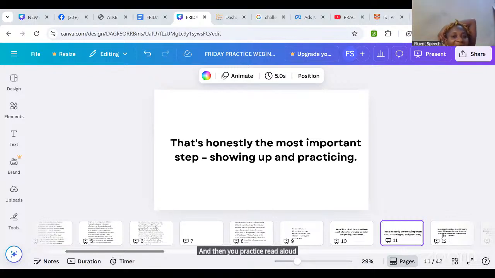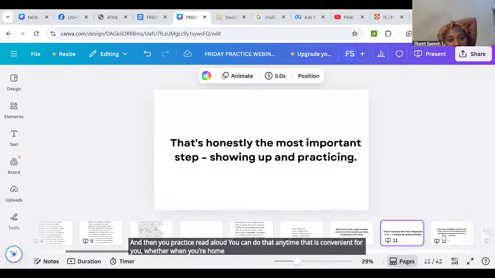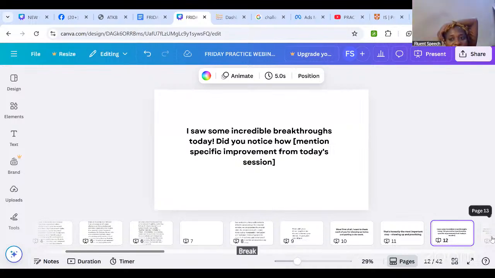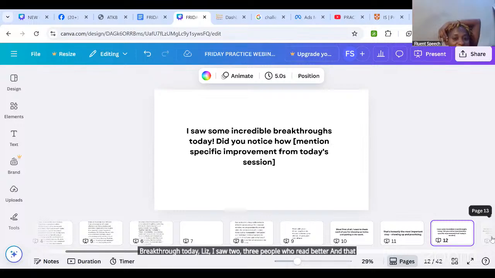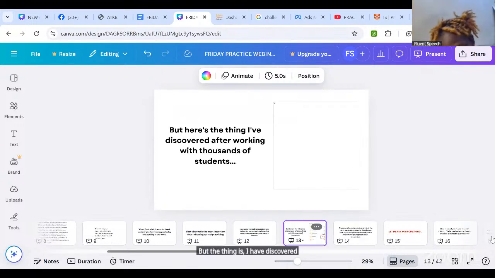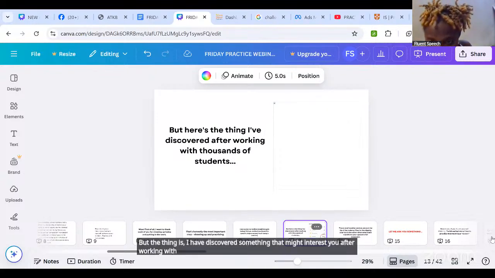You can do that anytime that is convenient for you, whether when you're home or you're alone at the office or somewhere. That is part of practicing. And I must say that I saw some breakthrough today. At least I saw two or three people who read better, and that is really interesting. But the thing is, I have discovered something that might interest you after working with thousands of people.